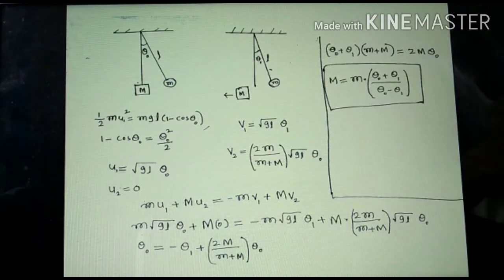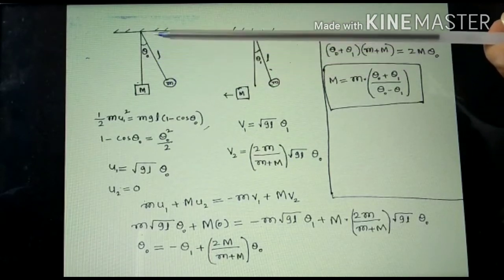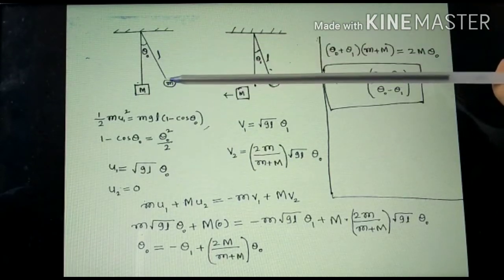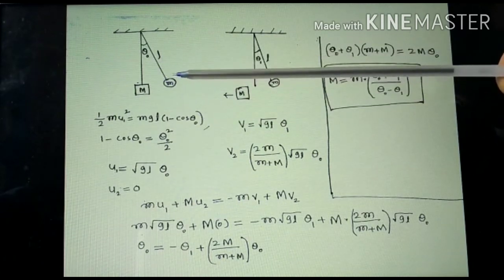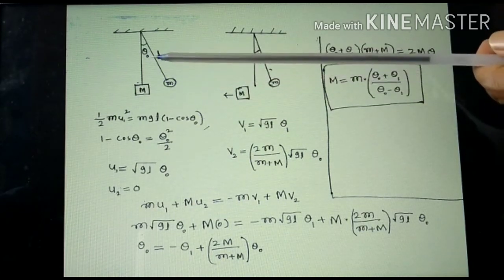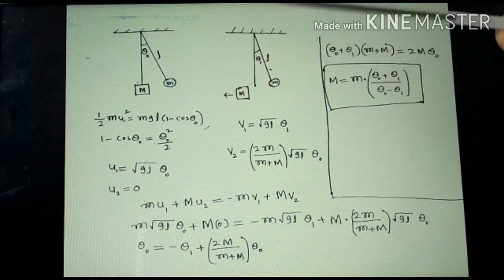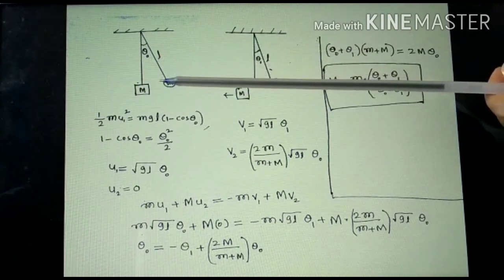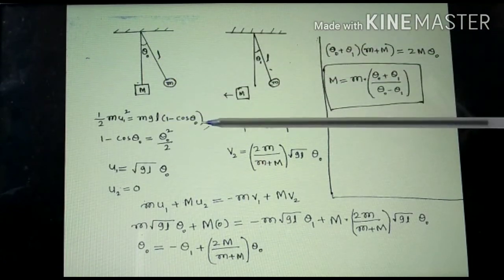That is very simple. Initially it is at some height, that is L minus L cos theta naught. When it is moving from angle theta naught to 0, the total height it has traveled downward is L into 1 minus cos theta naught.